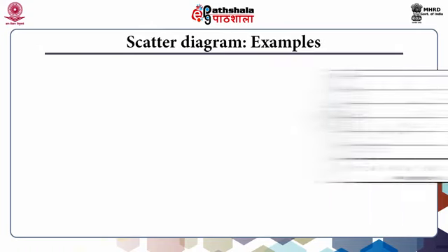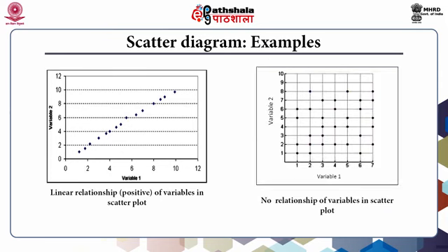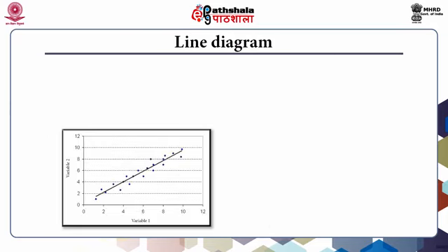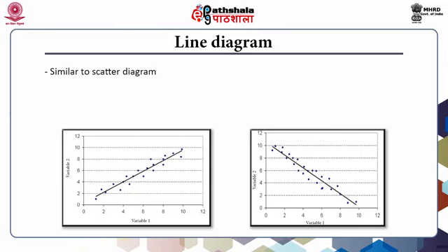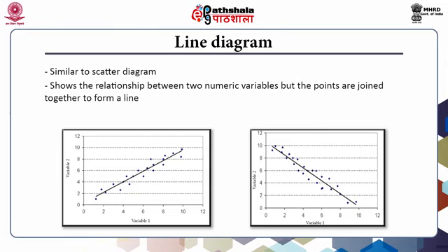This slide gives examples of linear relationship of variables in a scatter plot and no relationship of variables in a scatter plot. Line diagram, similar to scatter diagram, shows relationship between two numeric variables, but the points are joined together to form a line. Lines can be broken line or smooth.